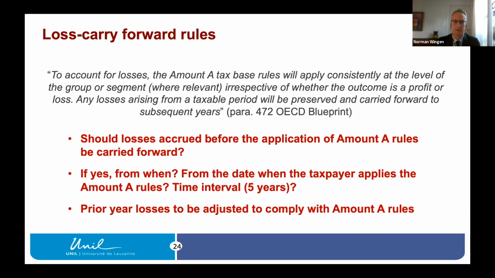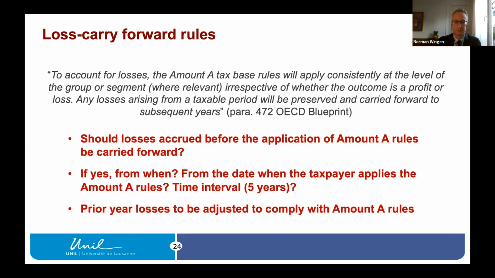I think your question is about the time interval for pre-regime losses or for the losses after implementation of Amount A? I think for the losses of previous years prior to the entry into the Amount A mechanism. Yeah, I think that's still under discussion. I think the years were like from 1 to 5 or even 10 years. I think something like that is discussed. Yeah, but it's still open.